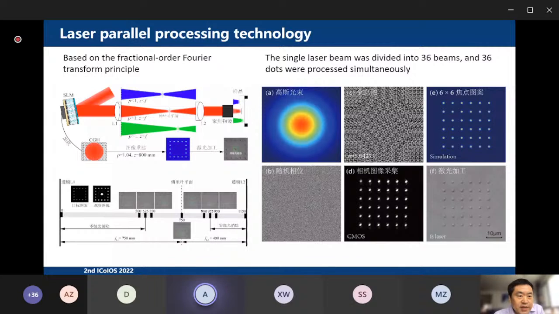And based on the fractional order Fourier transform principle, we use the Gauss beam and CGH. We split the laser beam to 36 beams, and 36 dots are processed simultaneously. Next, please.